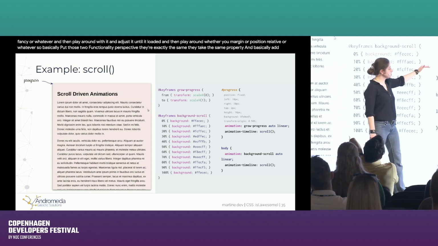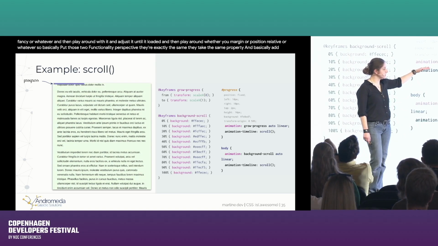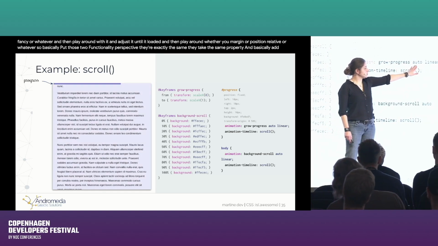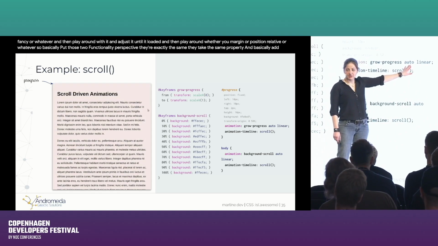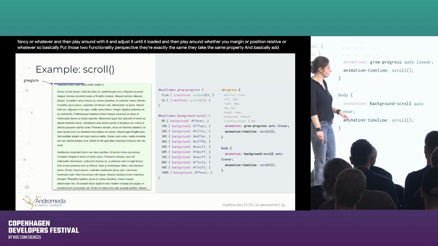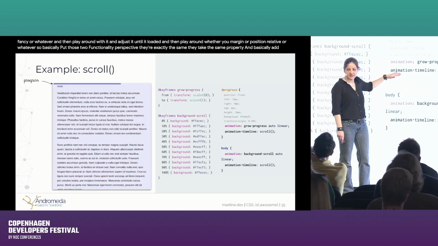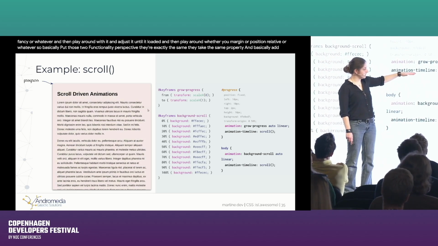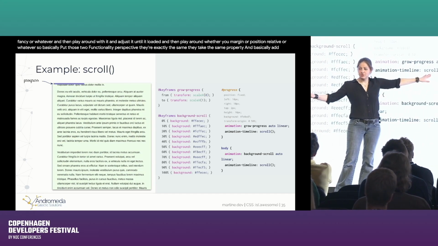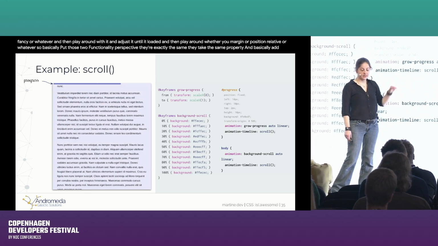So the animation still works the exact same way as before, where you're calling your animation and you put your animation name. In terms of how long it takes, we go with auto, and then I just told it to be linear because it works well for a scroll. Animation timeline, that's the new property. That's telling it, hey, I want you to animate and I want you to use scroll. We can also use view, which we'll talk about in the next couple of slides, but that's saying based on the scroll, go ahead and do this.